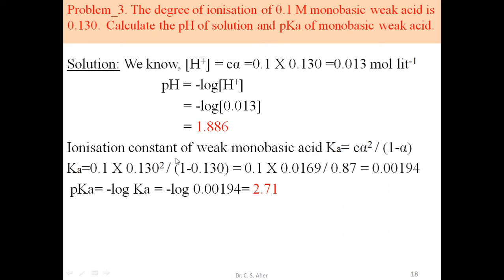So the ionization constant of a weak monobasic acid, Ka, is equal to C into alpha square upon 1 minus alpha. So we put values directly in C and alpha. Ka is equal to C, the concentration, that is 0.1, into alpha. The alpha value is 0.13, taking its square, upon 1 minus 0.13. Square this, subtract, and take the ratio, and we get the final answer.